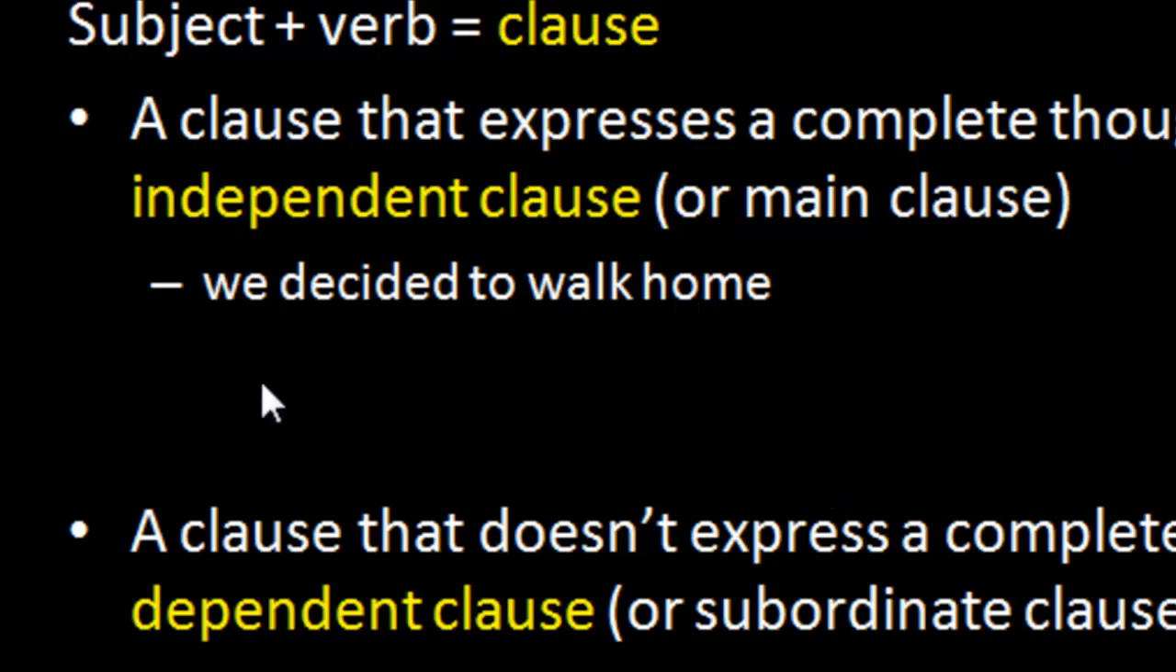But because it's an independent clause with a subject here and a verb here, I could, if I wanted to, make it a sentence by itself. So I could capitalize the W, put a period at the end, and suddenly I have a sentence. We decided to walk home. So an independent clause has that capacity to stand alone as a sentence if you wish to use it that way.